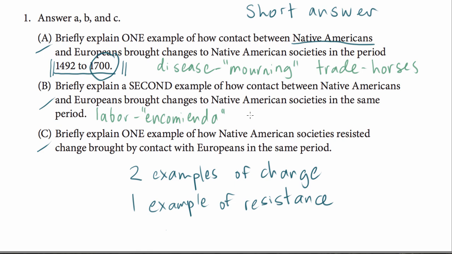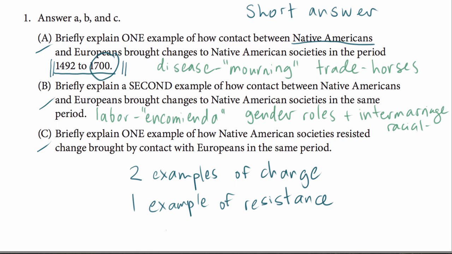You might also talk about gender roles and intermarriage between Native Americans and Europeans, which changed racial patterns and created new racial caste systems, and also changed the way that women were often viewed in Native American societies, often resulting in them having less power than they did before the Europeans arrived.